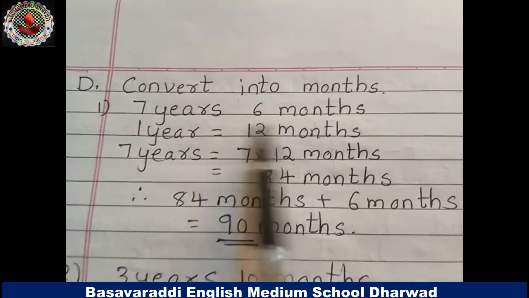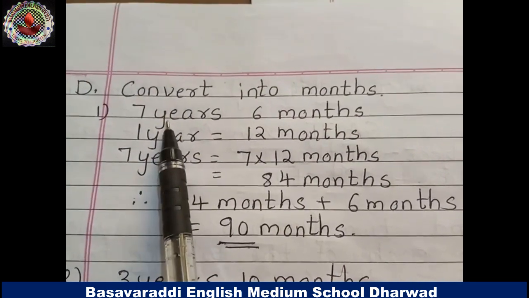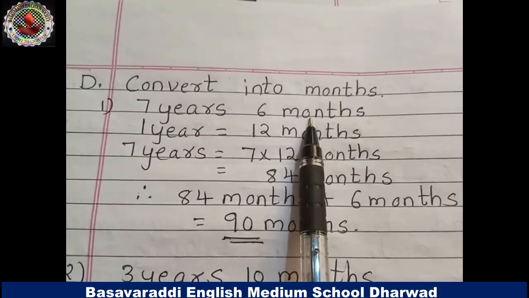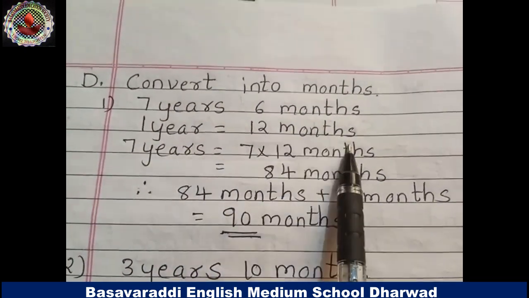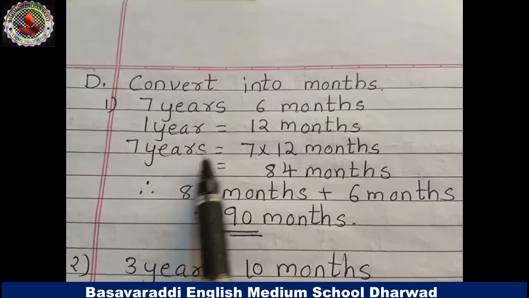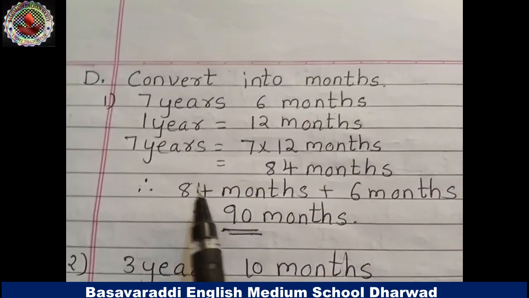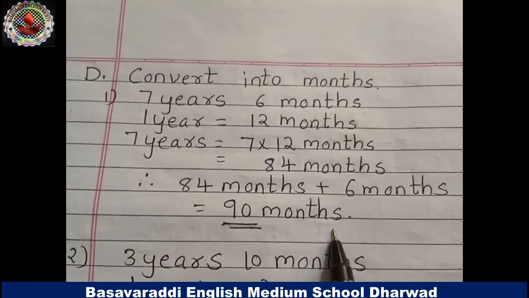7 years 6 months. 1 year we have to convert, that is the 7 years, into months. Here it is months, we are not doing anything. So 1 year is equal to 12 months. So 7 years is equal to 7 into 12 months, that is 84 months. 84 months plus 6 months is 90 months.